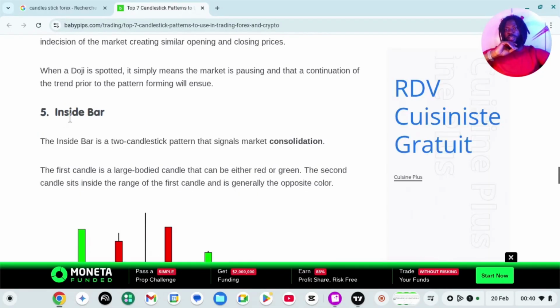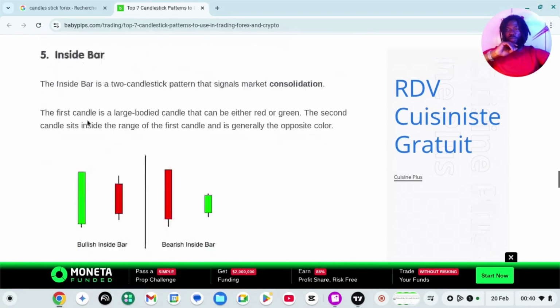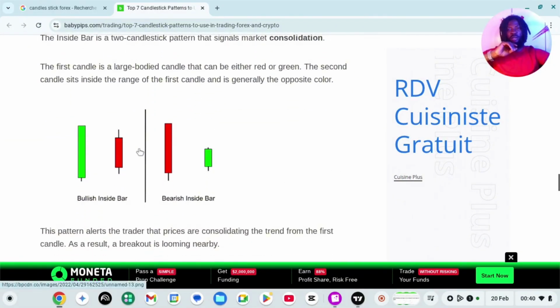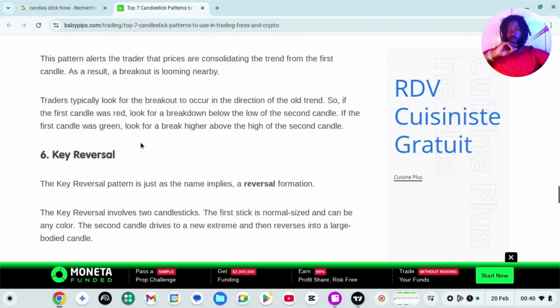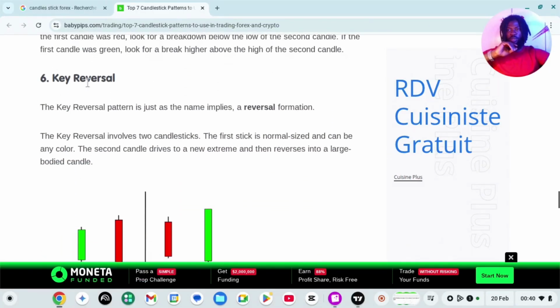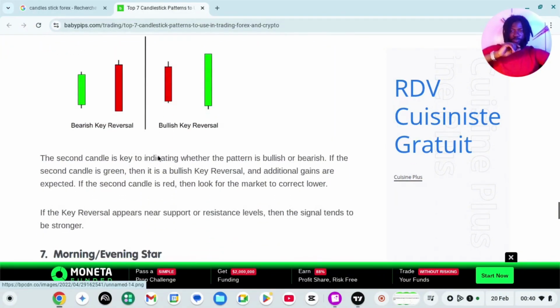Five, inside bar. Okay, for me, this five we're going to jump it because it's more like an engulfing. So let's just jump it. Key reversal. This is more like an engulfing as well. So as you can see, it's an engulfing.